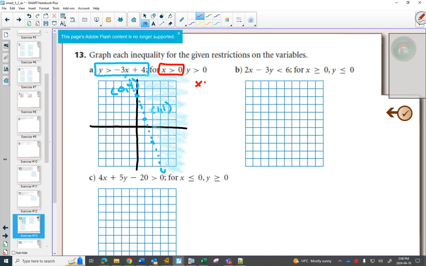Another review from grade 10. What kind of line was an x equals 0 line? Was it the vertical one, or was that the horizontal one? It was the vertical one. So x equals 0, and I've got it in red there. I'm going to draw it with a dotted line here in red. This would be x equals 0.